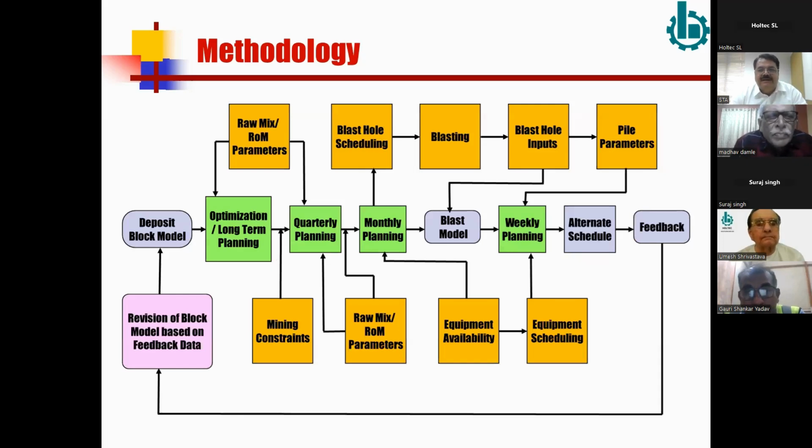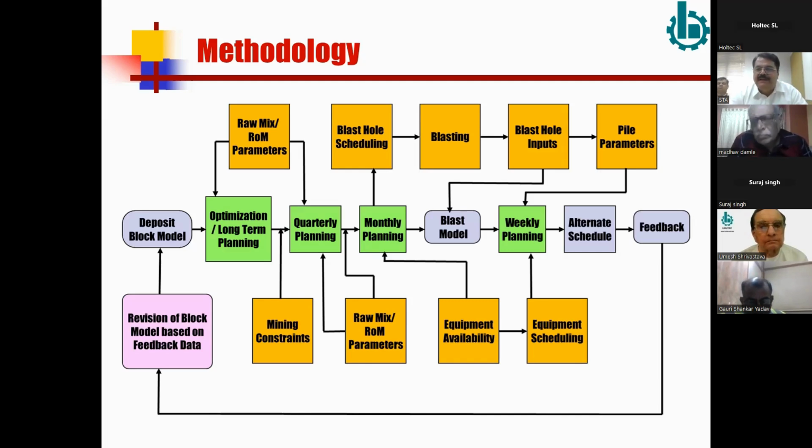So this is the main thing of short-term mine planning. You have got the deposit model, you have put in your raw mix parameters and carried out global optimization and long-term planning. Based upon the long-term planning, you put in your mine constraints and again the raw mix parameters to prepare quarterly planning. Now, quarterly planning is good for deposits which are simple and do not have much variation. From quarterly planning, again using the raw mix or ROM parameters desired by the plant, a monthly planning is made, because monthly planning is very easy to monitor and execute.